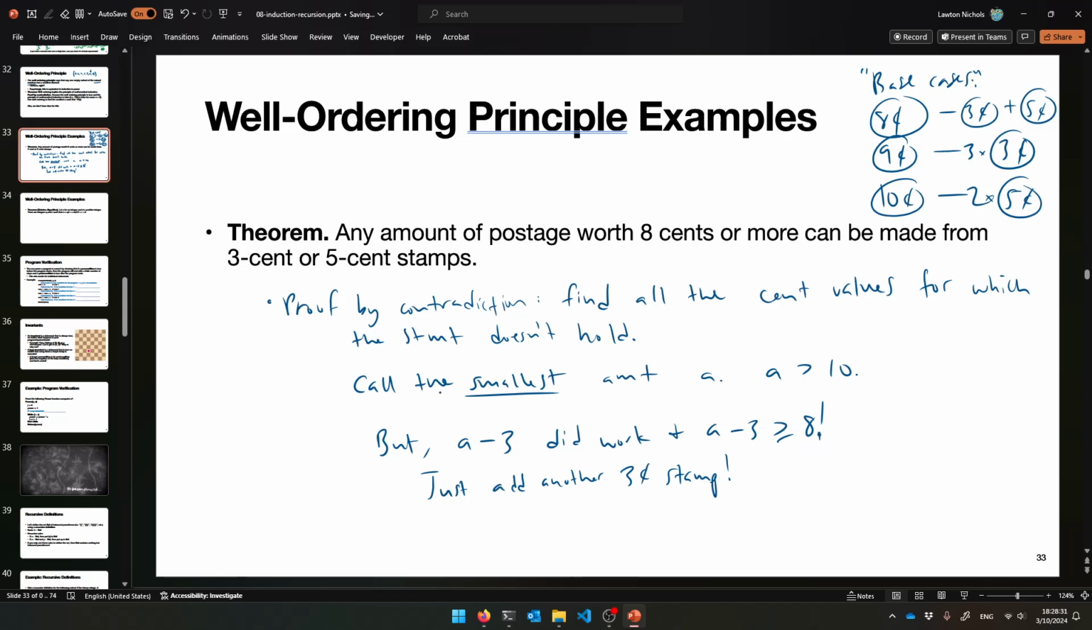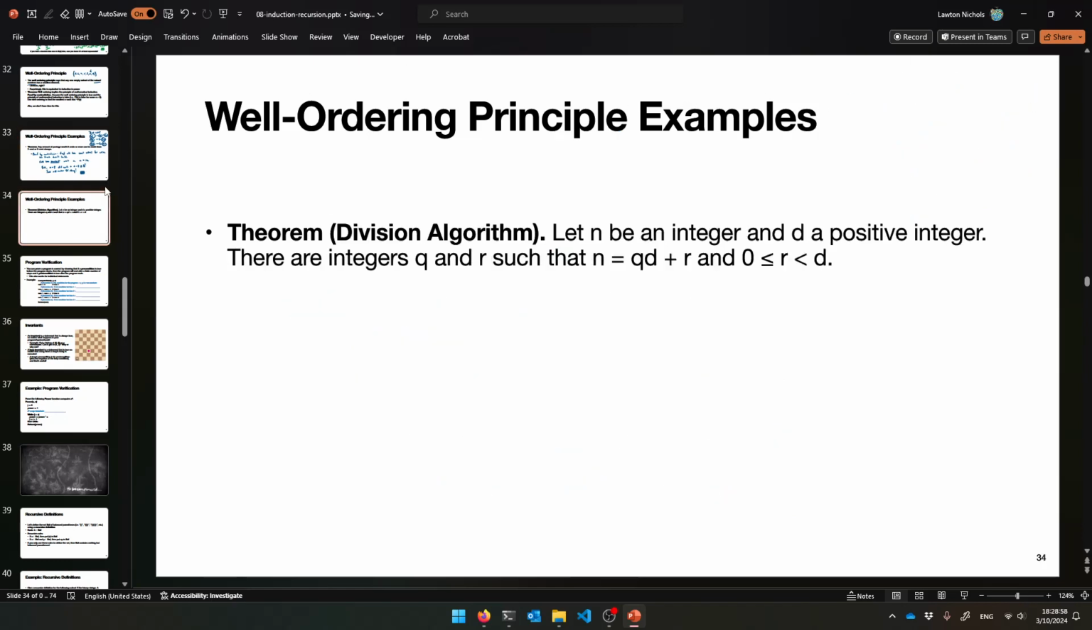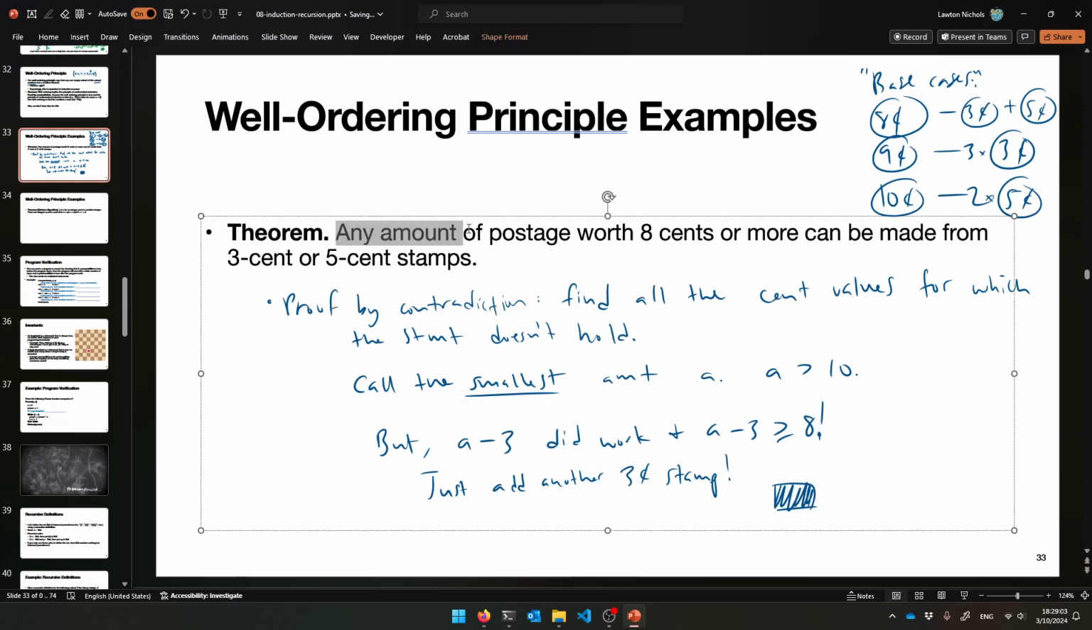So just the fact that we can find the smallest thing, that smallest thing was going to lead us to a contradiction there. All right, and so that proves our theorem. It's like, all right, then it must have worked for all of them, because there could be no smallest one that it doesn't work for. That's the double negation of proof by contradiction there. It's a little complicated, I'll give you that. But that's a good use of the well-ordering principle rather than normal induction to prove something about everybody, right? Again, this is a for all proof.